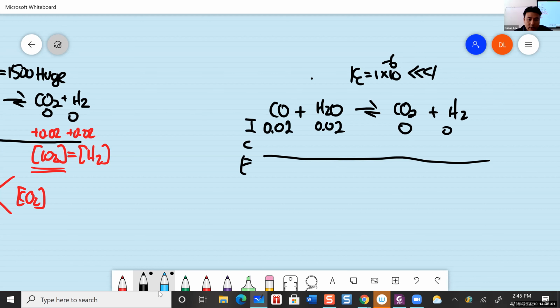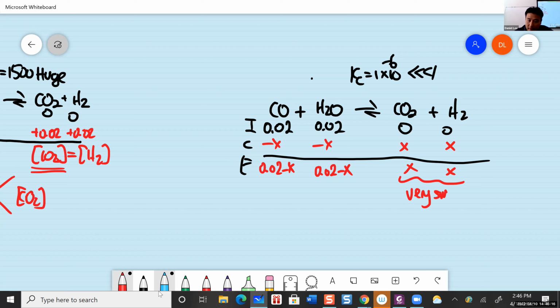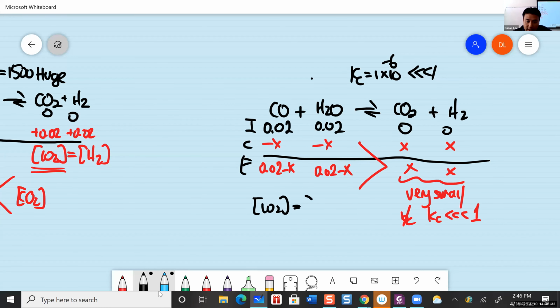And now you cannot go to completion. You've got a minus X, plus X, plus X. Does that make sense? But because the equilibrium constant is so small, do you see X is very small? These are extremely small. X is very small because the equilibrium constant is less than 1. So that means your concentrations for reactants are a lot greater. The concentration of CO is the same as the concentration of water, and they are a lot greater than all the other X's. All right, so that's the difference.